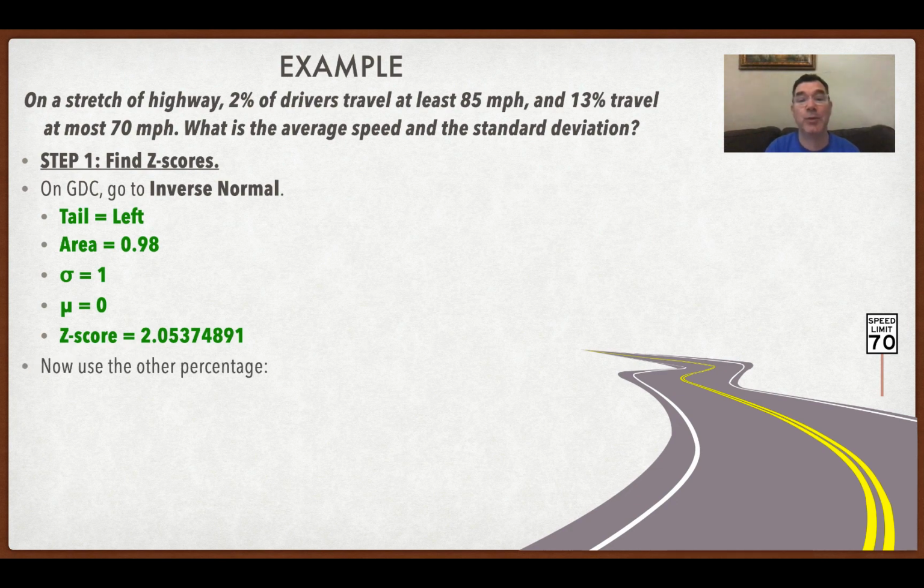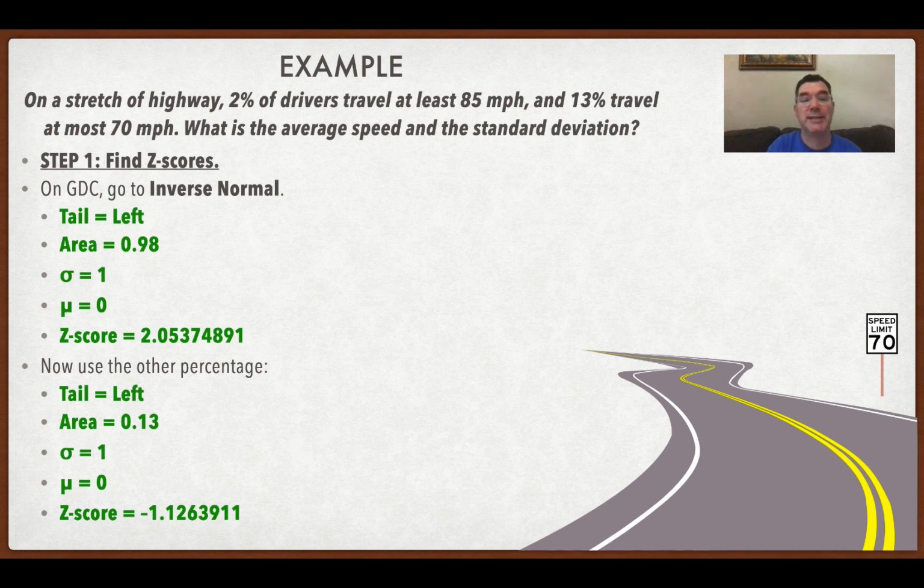I do the same thing with the 13% that travel at most 70. So again, it's a left tail, the area is 0.13, and again, sigma is 1 and mu is 0, and my Z-score is negative 1.126. All right, so those are the Z-scores that match up with 85 and 70 on my distribution.